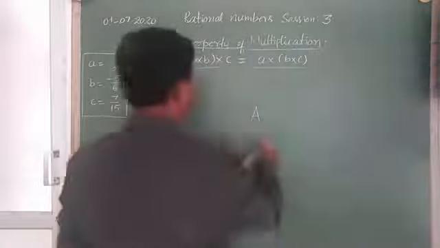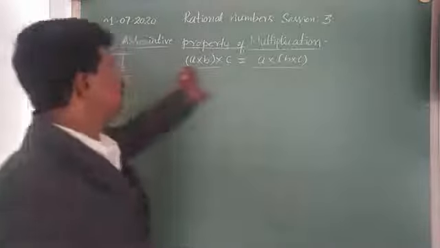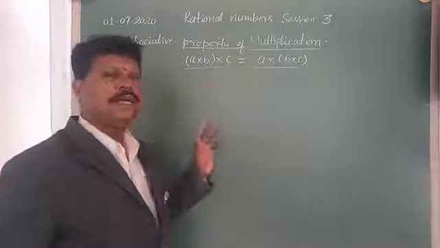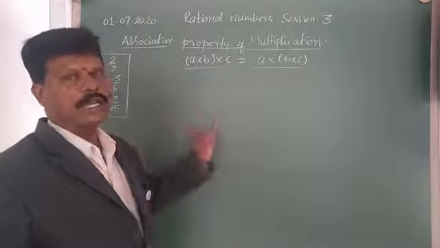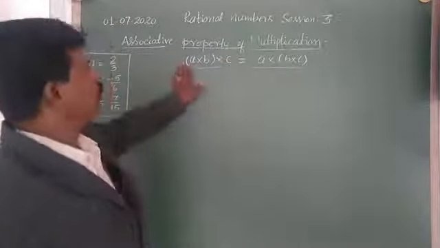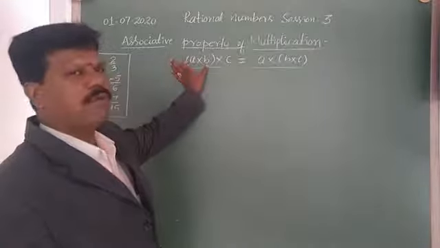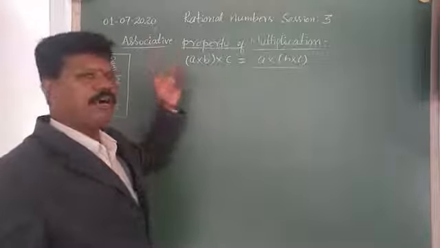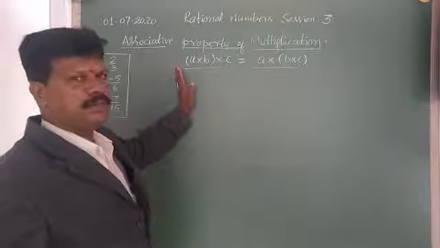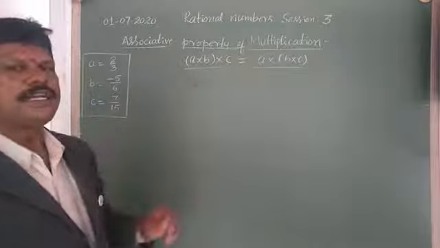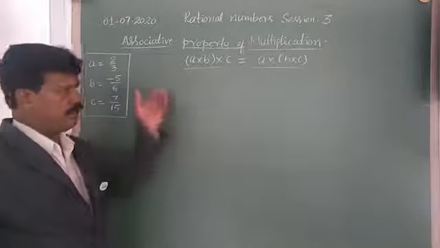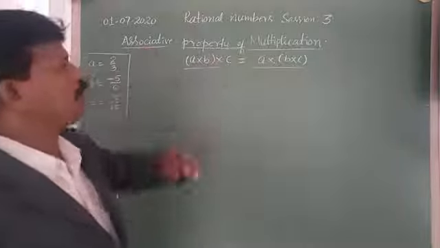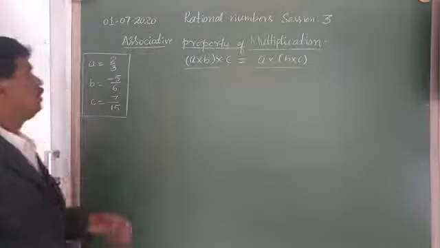Now, the general form of this is A into B into C, where A, B, C are any rational numbers, whether positive or negative. Here, we are grouping in a different way. First you can take this one or you can take this one. In any order, you group the rational numbers and multiply, you will get the same answer. That means we are checking the associative property of multiplication.